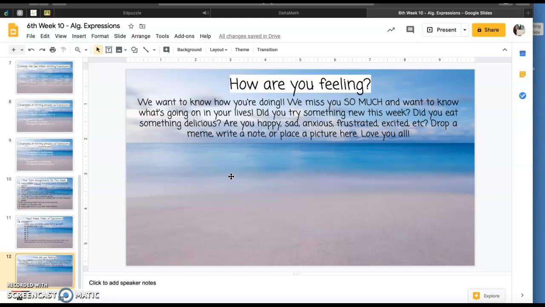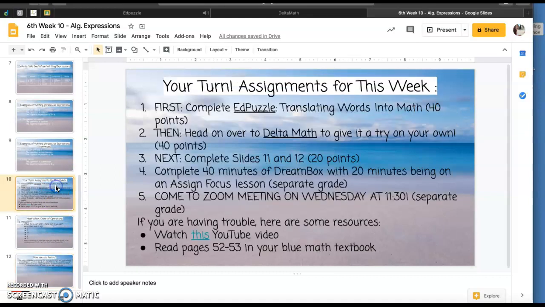So you can leave a picture, drop a meme here. You can write us a little note, whatever you want to do. You can erase this if you want to. You don't have to keep it here if you need more room on the slide, or you can even add another slide to the end because you guys all have your own copy of this slideshow that you can edit. All right. We love you guys so much and we really miss you.